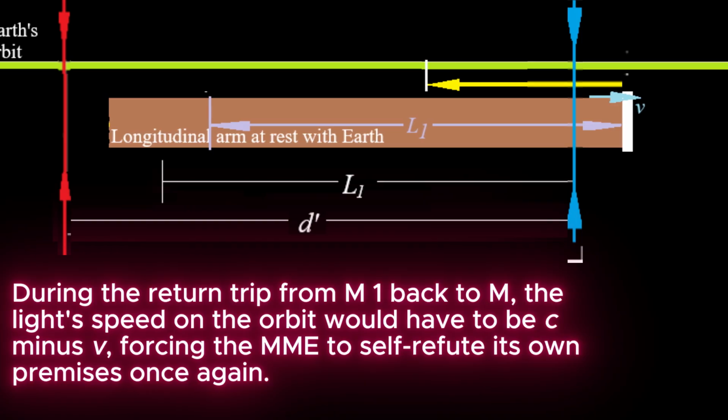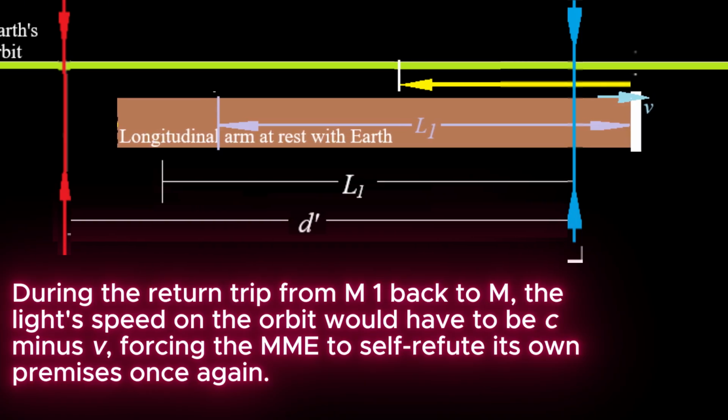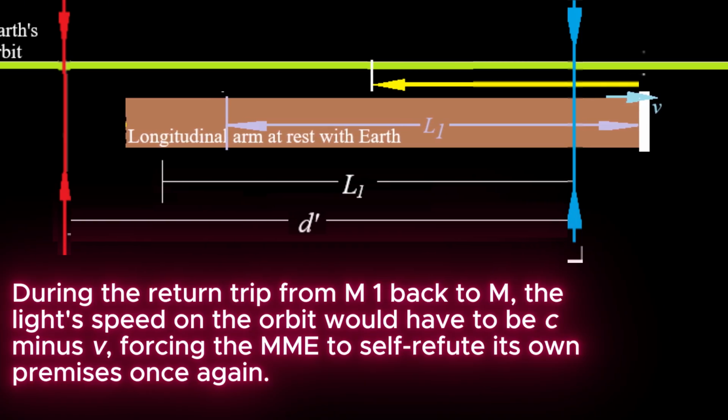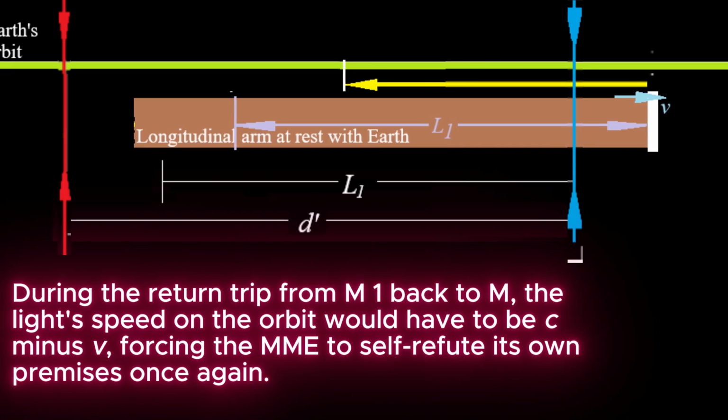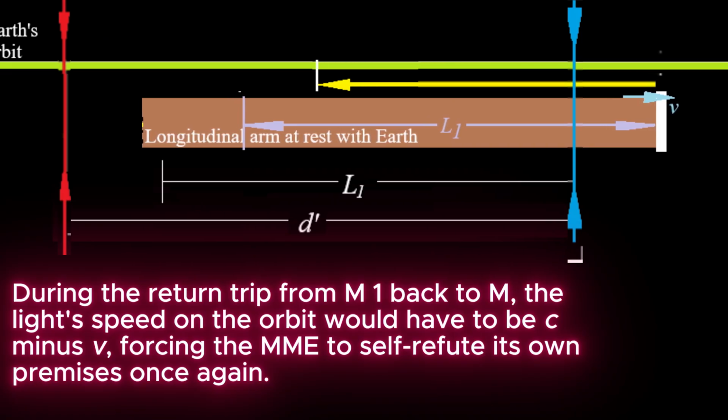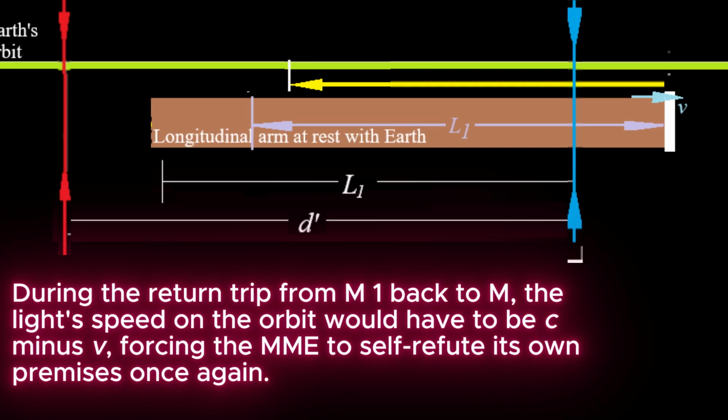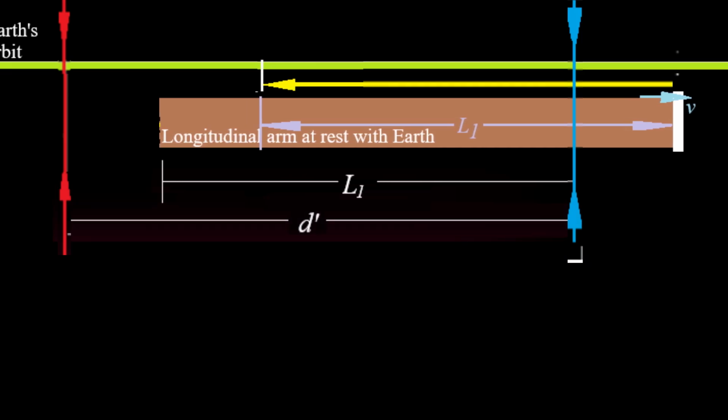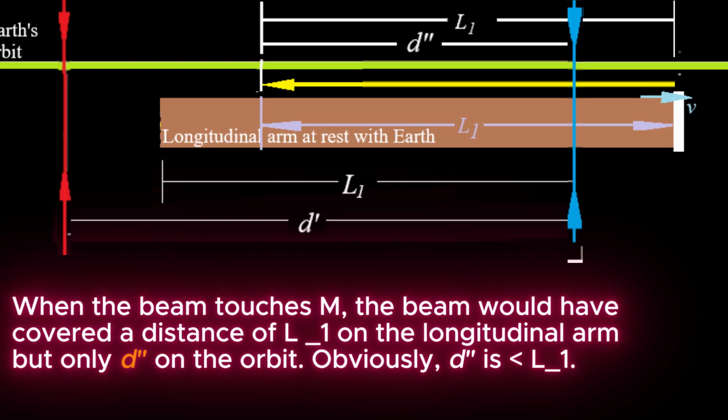During the return trip from M1 back to M, the light speed on the orbit would have to be c minus v, forcing the MME to self-refute its own premises once again. When the beam touches M, the beam would have covered a distance of L1 on the longitudinal arm, but only d' on the orbit. Obviously, d' is smaller than L1.